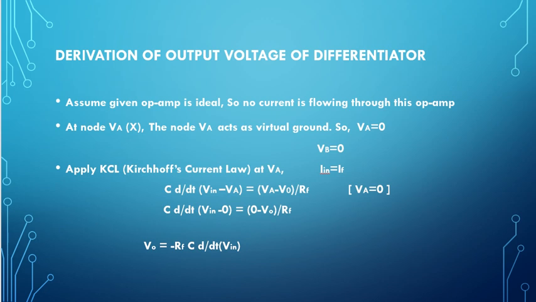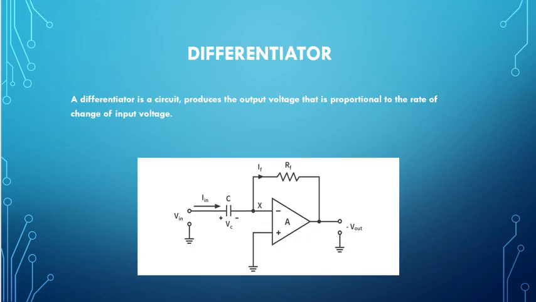Now see the derivation of output voltage of differentiator. First of all, assume the given op-amp is ideal, so no current is flowing through this op-amp. From this point to this point, no current is flowing through this op-amp because this op-amp is ideal.